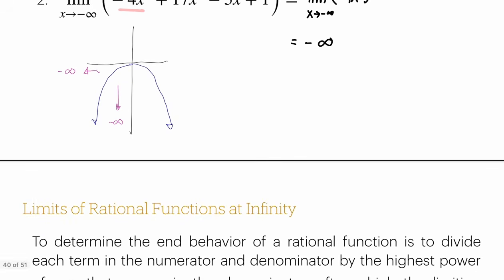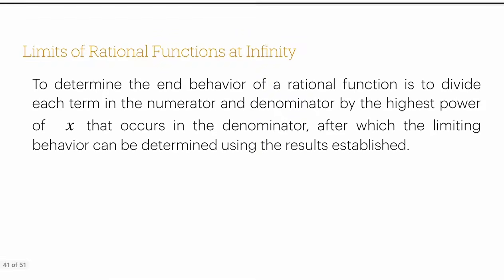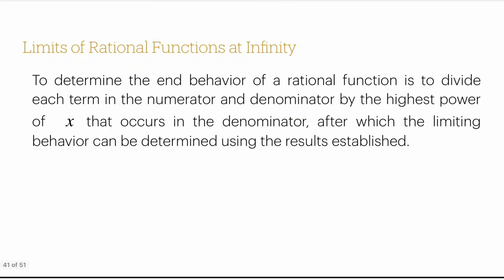It's different when we are finding the limits of rational functions at infinity. This time we're given fractions. So to determine the end behavior of a rational function, divide each term in the numerator and denominator by the highest power of x that occurs in the denominator, after which the limiting behavior can be determined using the results established. That occurs in either the numerator or denominator.